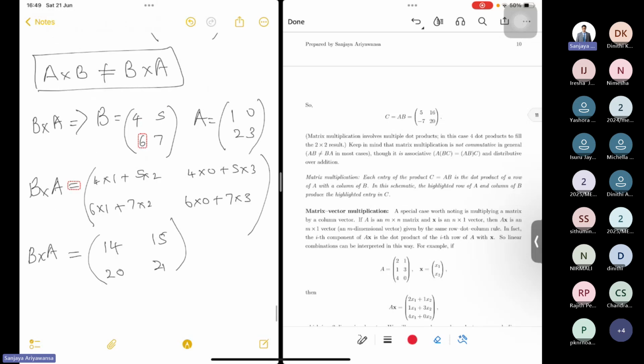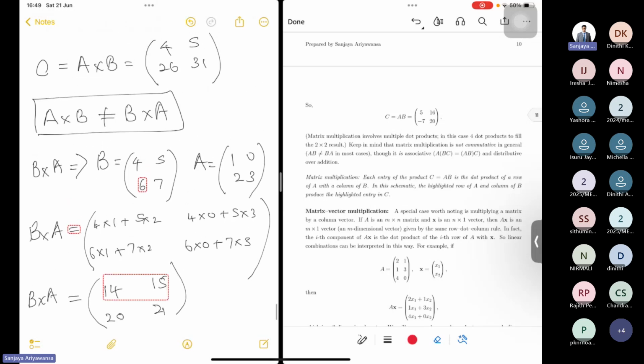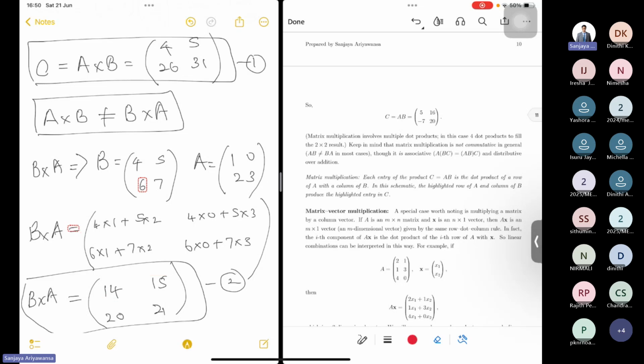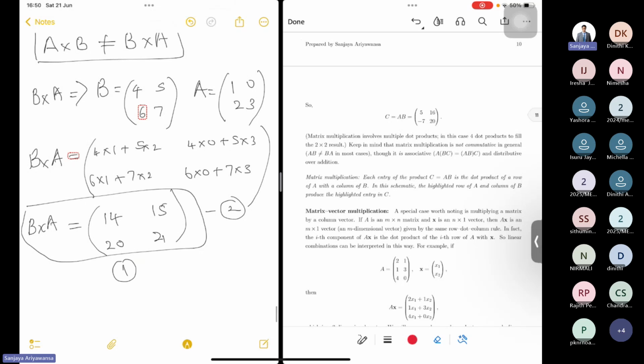So you see here that A times B, which you got as 4, 5, 26, 31, and B times A are not the same, right? So that's normal. In matrix multiplication, it's not commutative on all occasions, but it is associative. And that's what I have mentioned here. It is associative, and the distribution over addition also applies here.